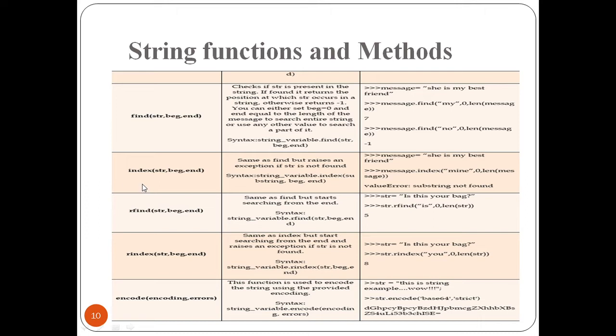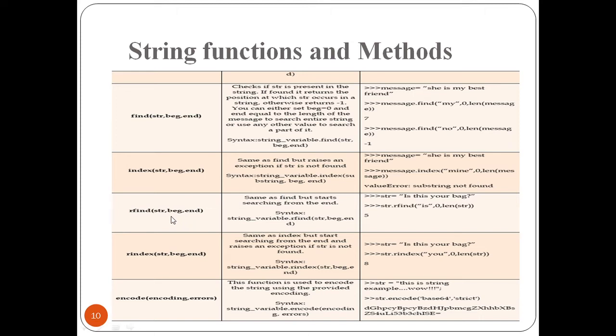And next, index. It is the same as find, but what will happen if that particular substring is not available? It will raise an error. So with find I will get -1, but with index I will get an error. Same as find. "He is my best friend," message, index "mine". So "mine" is not available, then ValueError. If it is available, then it will give that particular index value.